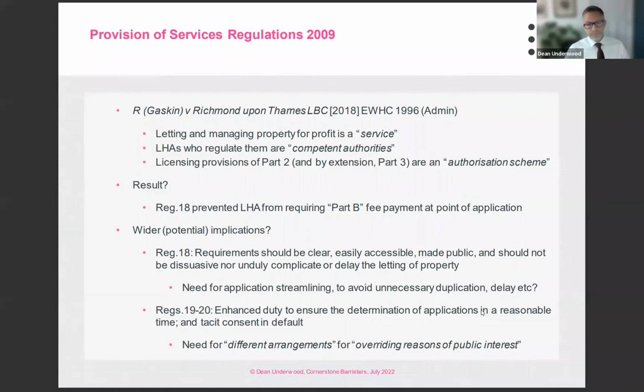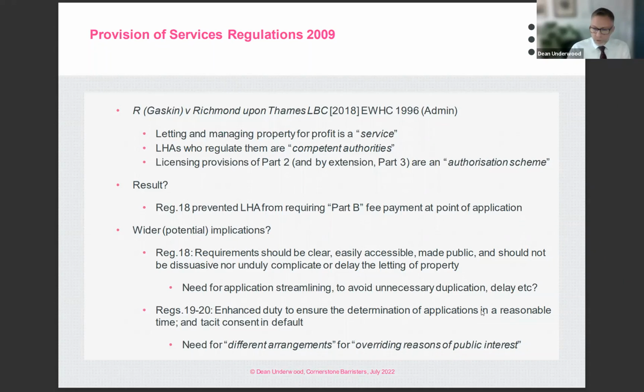So, does this effectively result in the grant of a license in default of a timely determination of the application? Well, again, there is no authority directly on point, certainly not under the 2004 Act, but again, arguably so. And indeed, to safeguard against the prospect that it does have that effect, it has prompted local authorities nationwide, sensibly, I would suggest, to make provision and settle policies that disapply the tacit consent provisions by making so-called different arrangements for, again in inverted commas, overriding reasons of public interest.